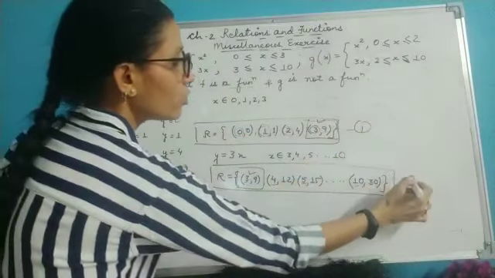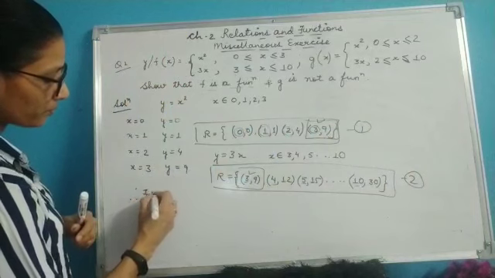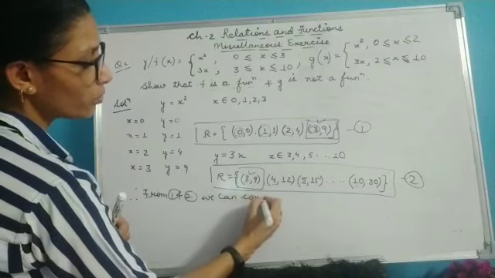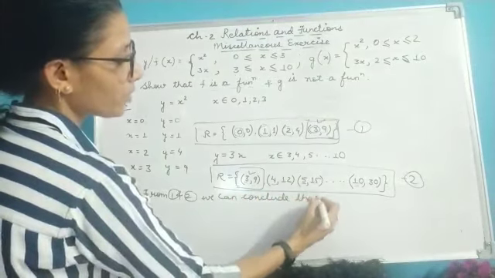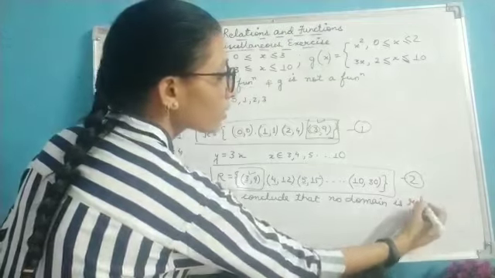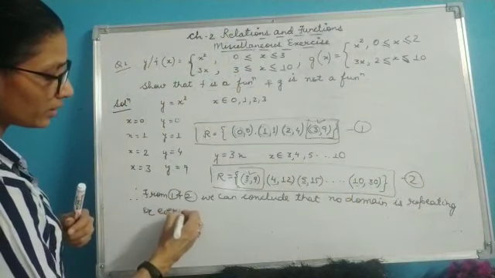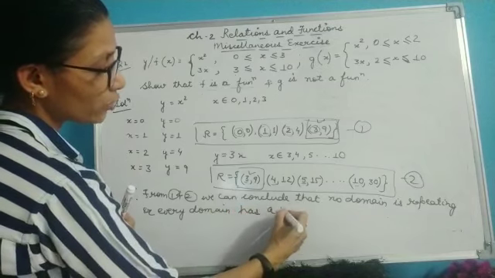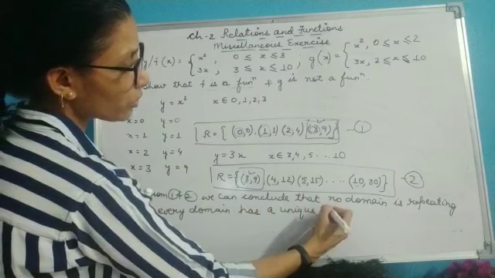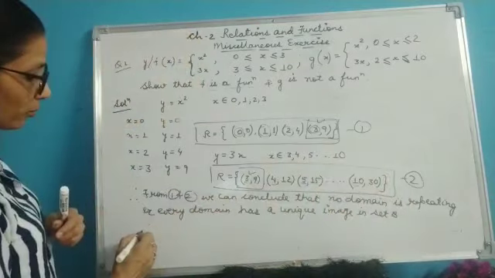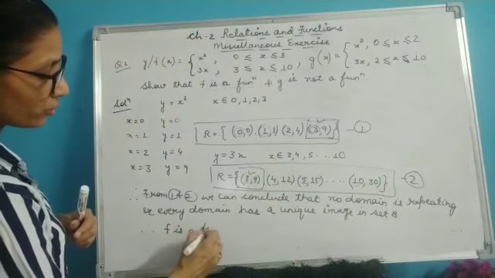That means from 1 and 2, we can conclude that no domain is repeating, or every domain has a unique image in set B. Therefore, f is a function.